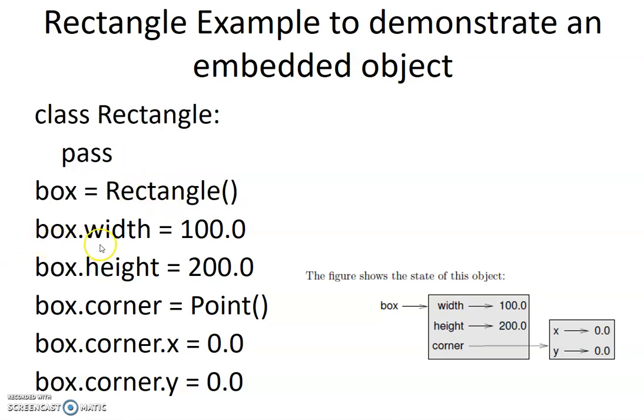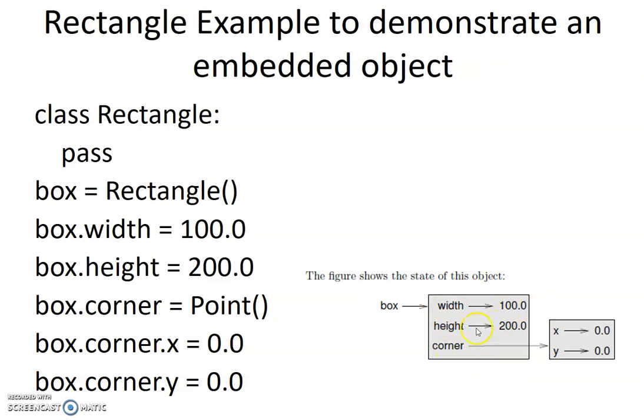So, box.width, we are assigning the attribute width 100, height 200, and corner, again we require a point which holds two coordinates, x and y. This is how we are assigning the corner of the rectangle. This figure shows the state of the object. This is the box which we are creating, with width, height and corner.